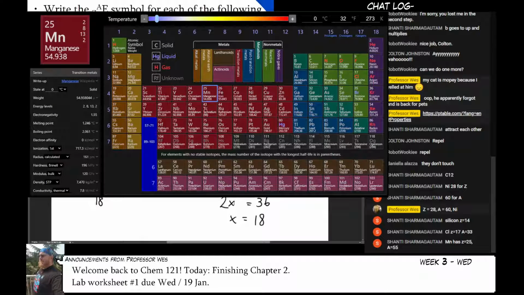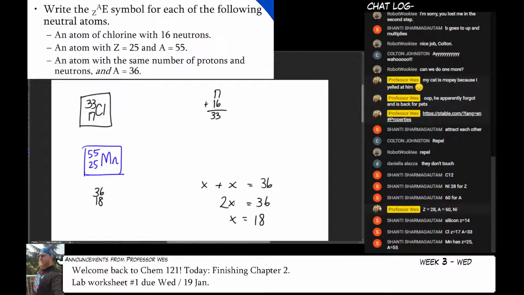And then if we go back to the periodic table and find element 18, there it is. It's argon. I'd tell you a good joke about argon, but all the good jokes about it are gone. All right, so there's those answers right there.